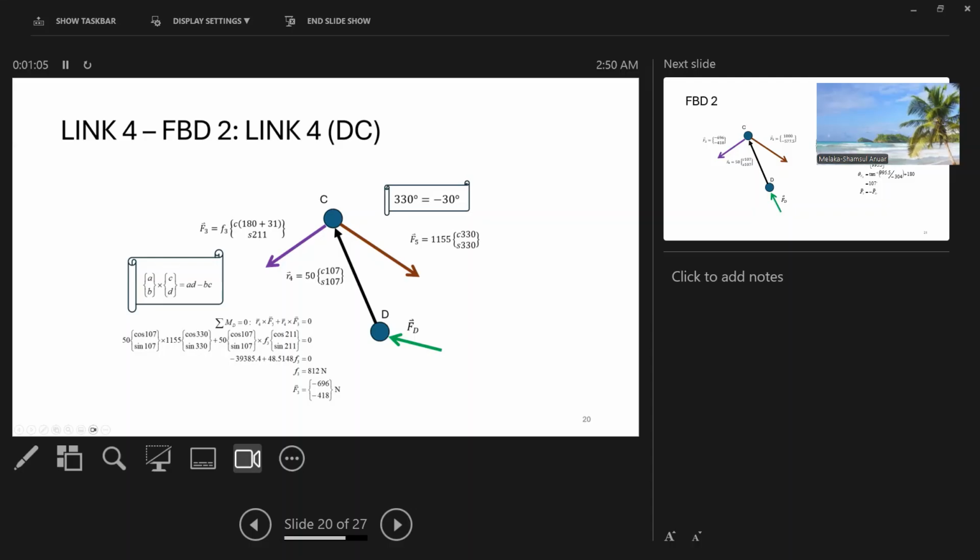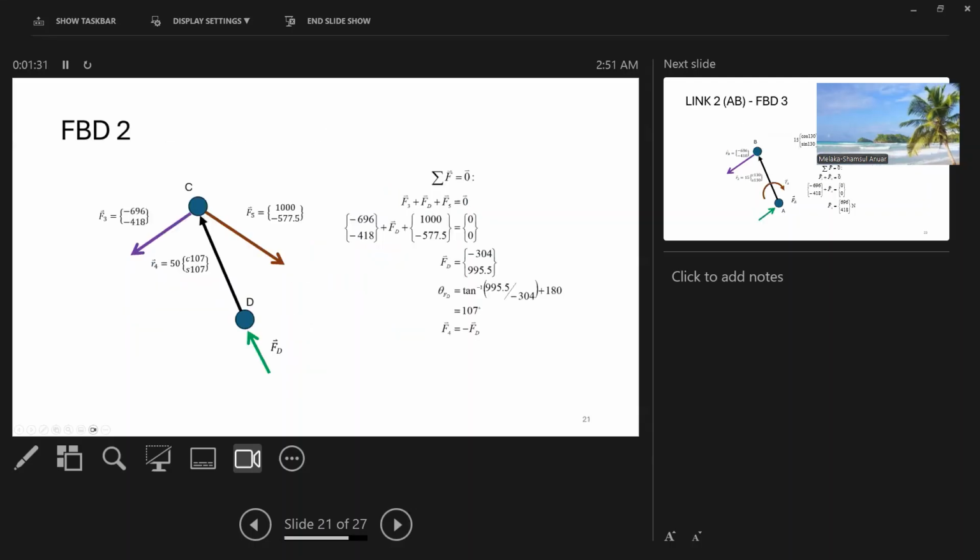Okay, and here I use this angle. F5 is actually pointing this way between C and F, and that should be negative 30, but that can also be expressed as a positive value, which would be 330. So that's why I put 330. It's actually pointing in the same direction.